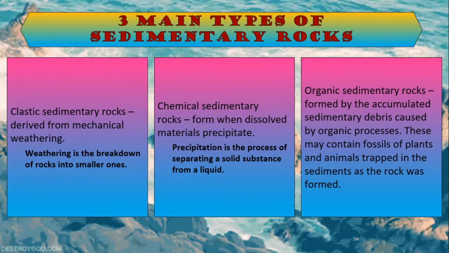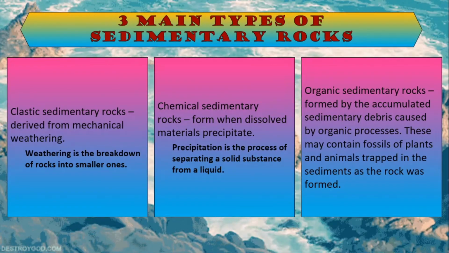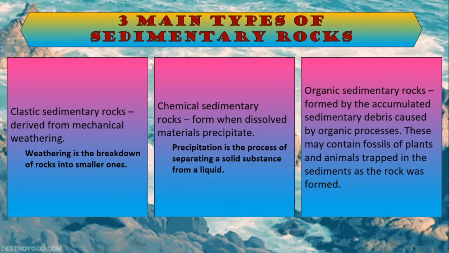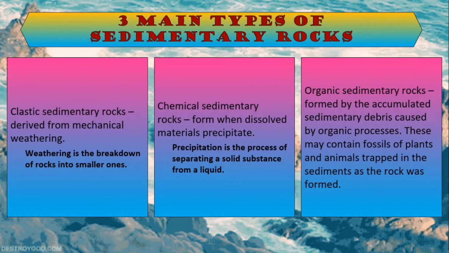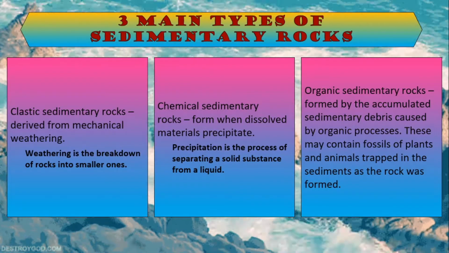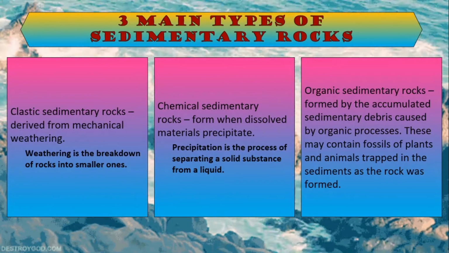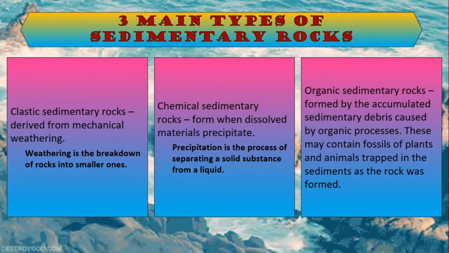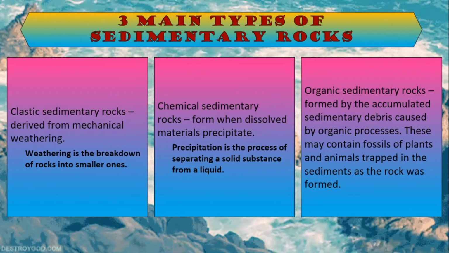The last one is the organic sedimentary rocks. It forms by the accumulated sedimentary debris caused by organic processes. This may contain fossils of plants and animals trapped in the sediments as the rock was formed. Coal is created by the accumulation and compaction of partially decayed vegetation in acidic, swampy environments where water-saturated ground prevents oxidation and complete decay of the organic matter.